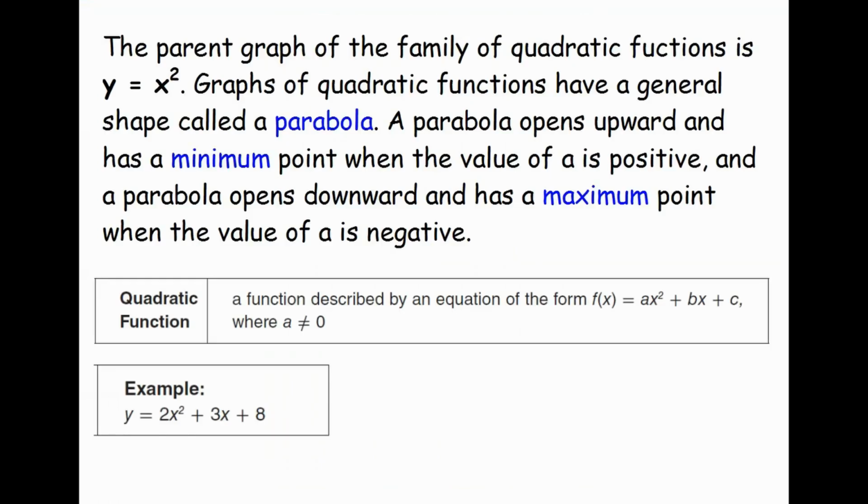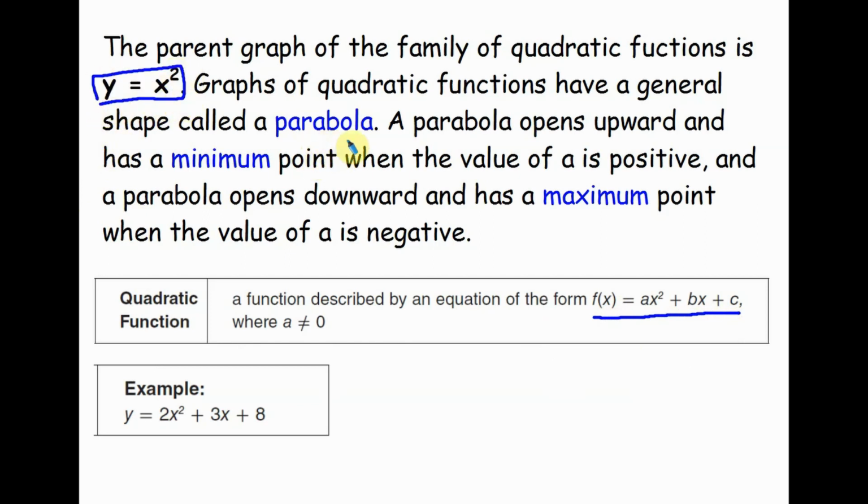In mathematics, the simplest function of a family of functions is called the parent function. For example, the general form of a quadratic function is y equals ax squared plus bx plus c. This can be written in its simplest form as y equals x squared.